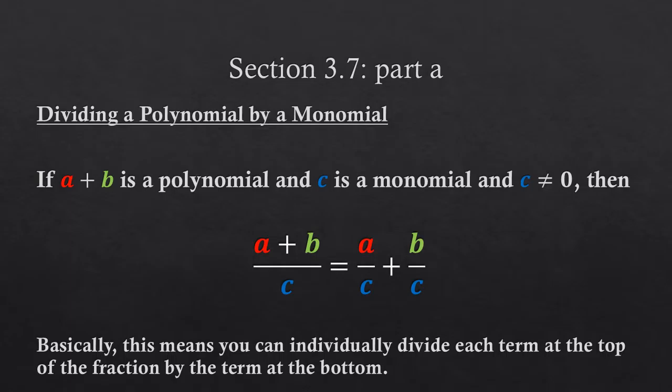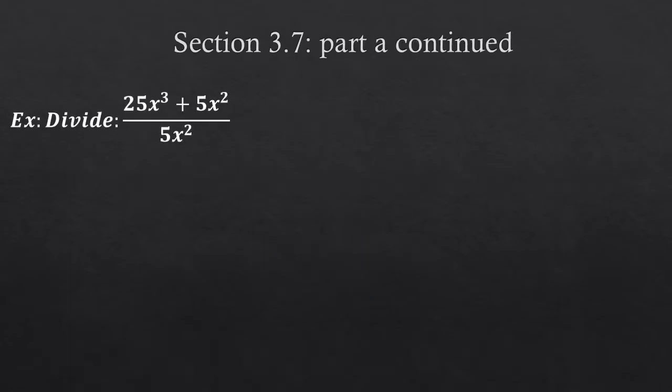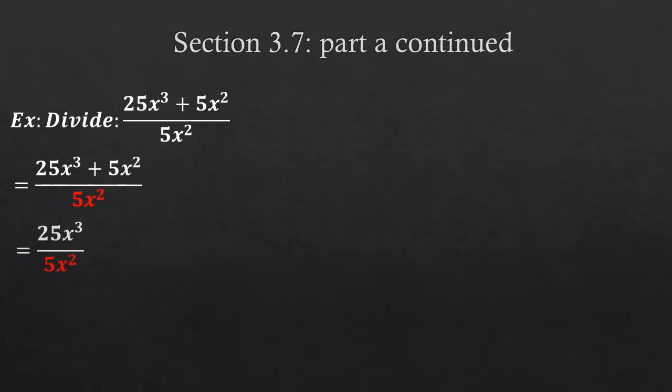Basically, this means you can individually divide each term at the top of the fraction by the term at the bottom of the fraction. For example, 25x to the third plus 5x to the second is being divided by 5x to the second. As previously mentioned, by definition, you can separate the two and divide each of those two terms individually. So 25x to the third divided by 5x to the second will give you 5x eventually. And 5x to the second divided by 5x to the second is basically just 1.